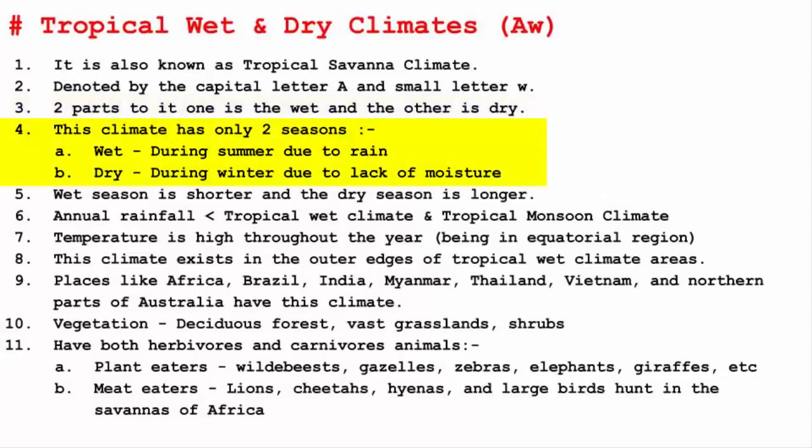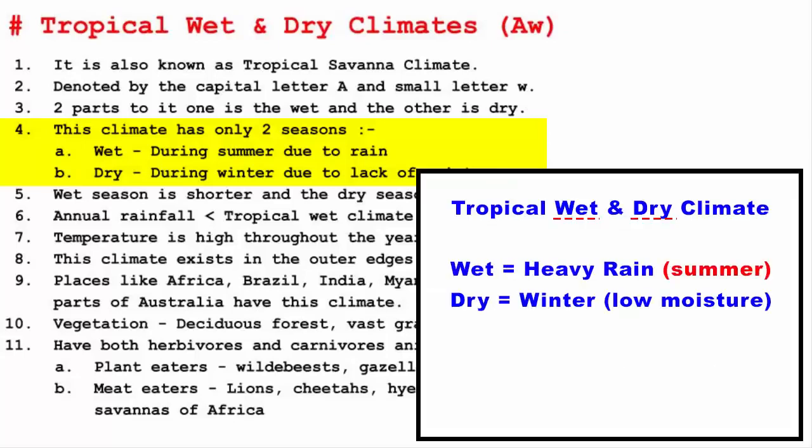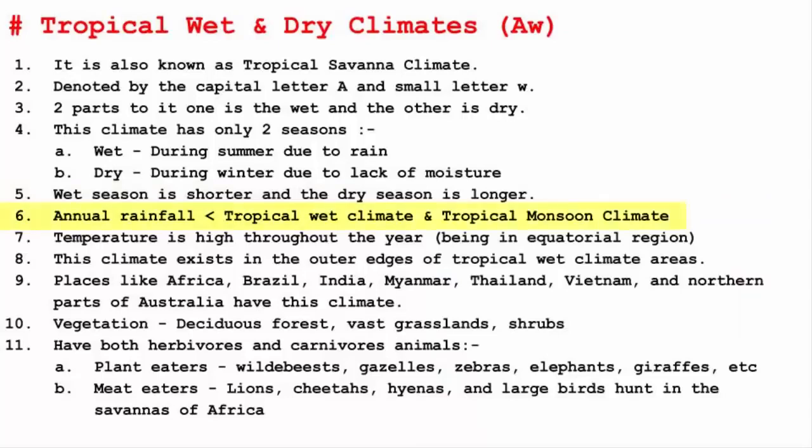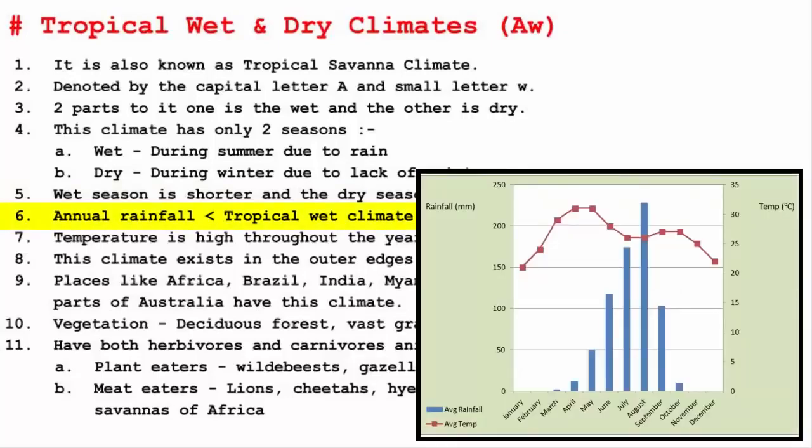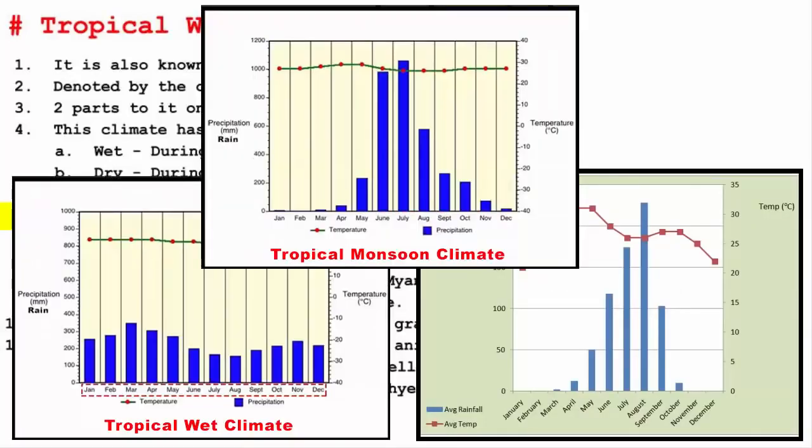Now this way we can say that the places having tropical wet and dry climate has only two seasons. One is the wet season during summer and the other is the dry season during winter. However, the wet season is shorter and the dry season is longer. And also the annual rainfall in this climate is less than that in tropical wet climate and tropical monsoon climate.